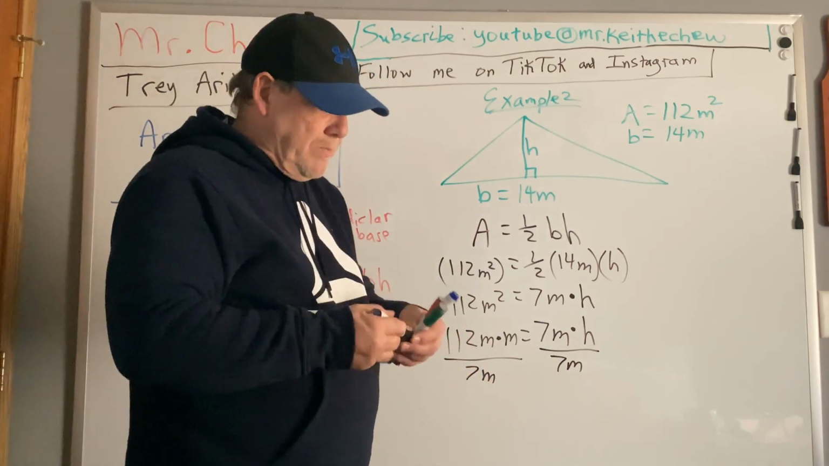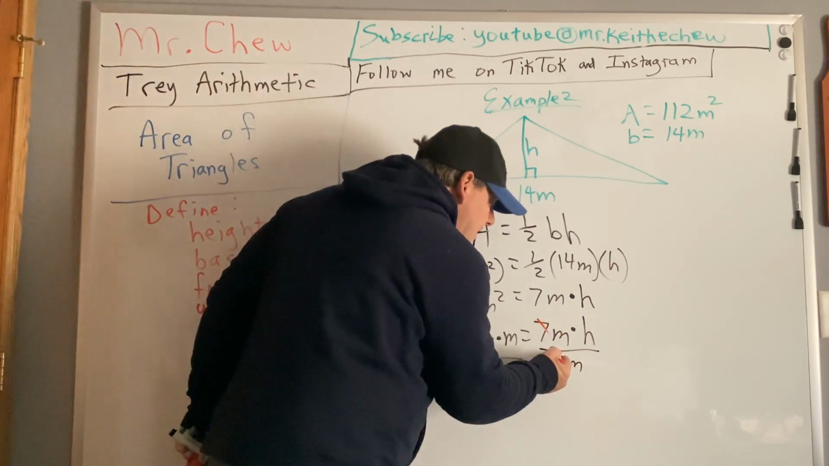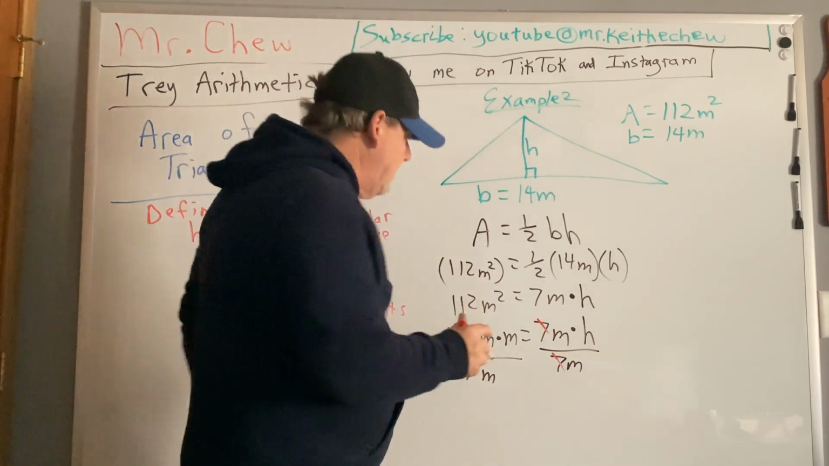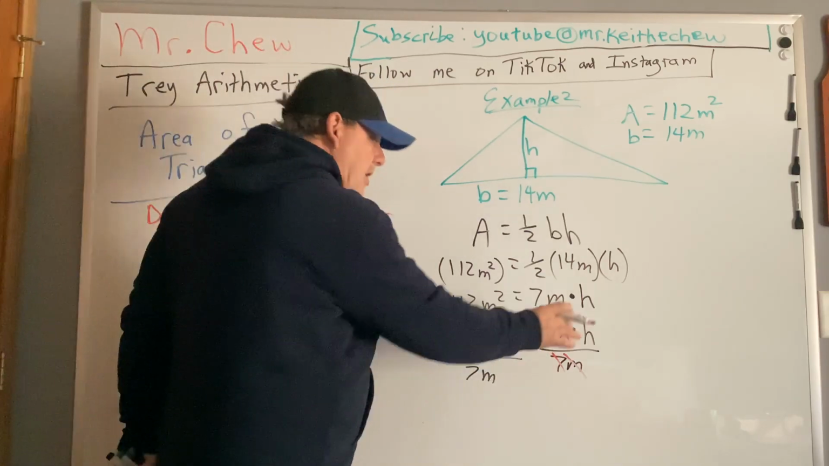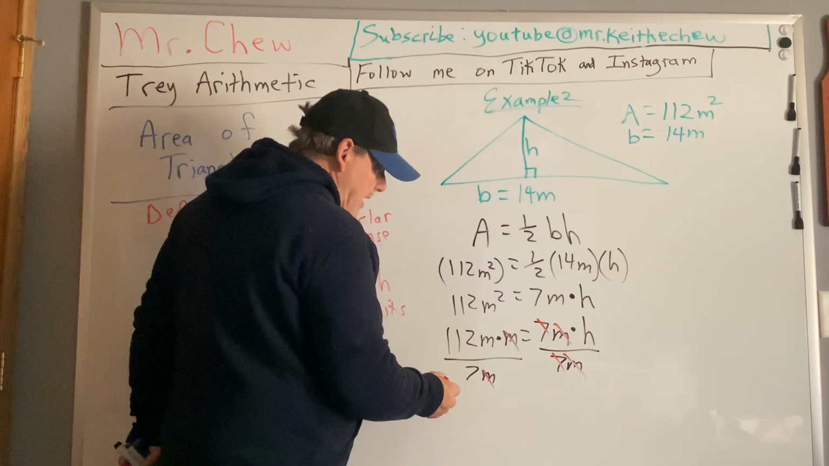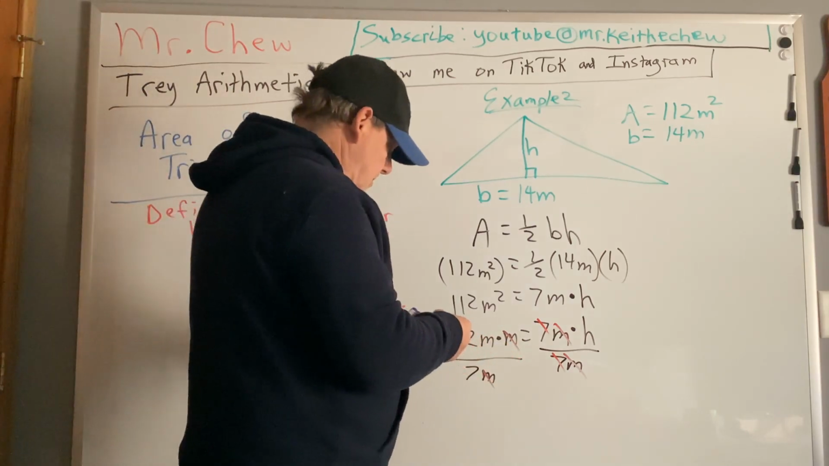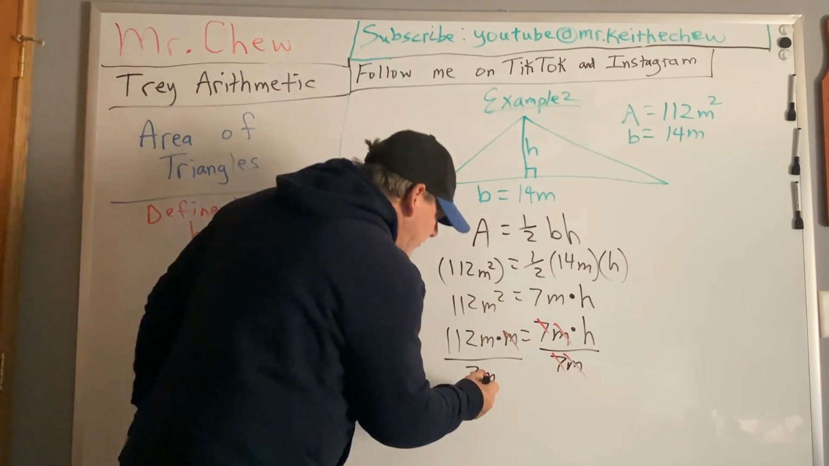I always taught my pre-algebra students to cancel these. 7 over 7 is 1. That's why that cancels. It's gone. That's why we did it. Meters over meters is gone. That's 1. So I'm going to have my h over here, which is what I want. One of the meters cancels, and then I've got 112 over 7 meters. So that is my answer, but that's not simplified.